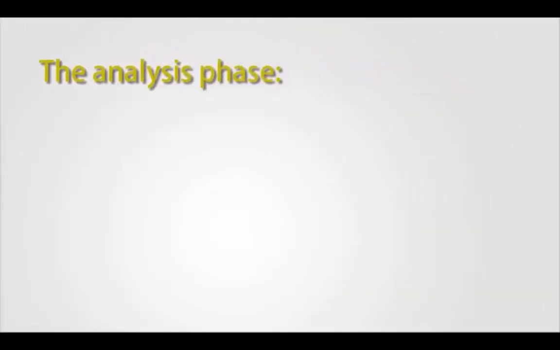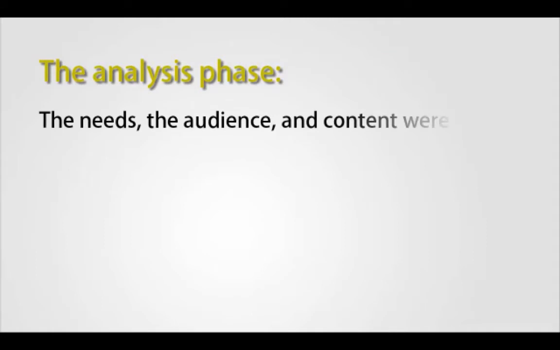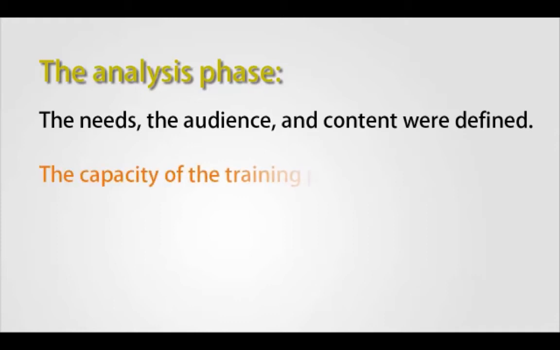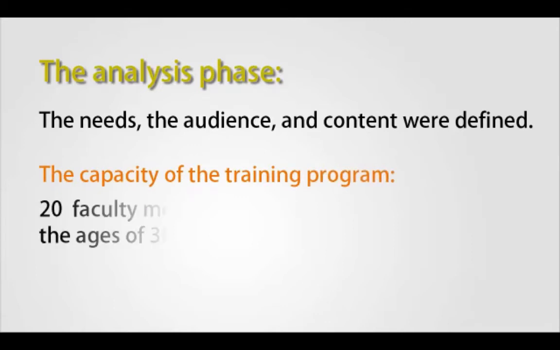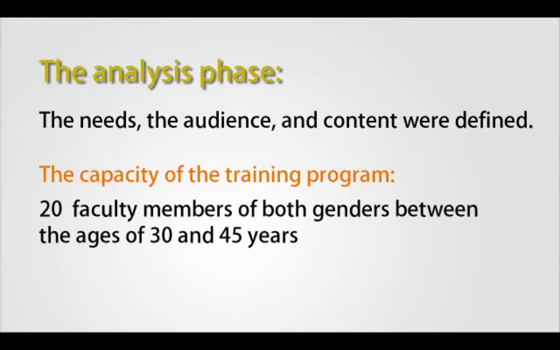In the analysis phase, the need, the audience, and content were defined depending on the survey that has been conducted on faculty members at King Abdulaziz University. The capacity of the training program was determined to be 20 faculty members of both genders between the ages of 30 and 45 years.